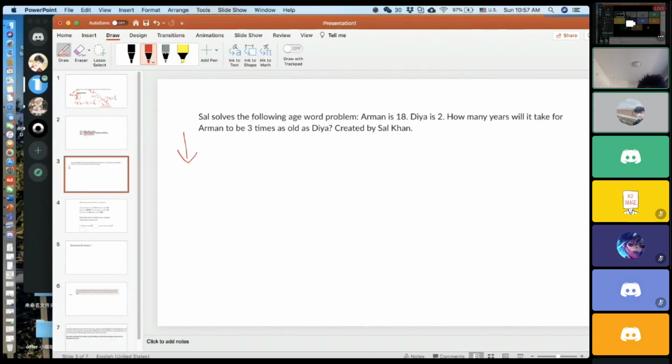Khan solves the following age problem. Arman is 18. Dia is 2. How many years will it take for Arman to be 3 times as old as Dia? That's the question.